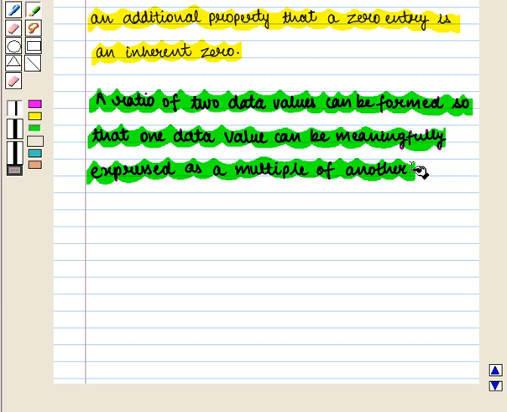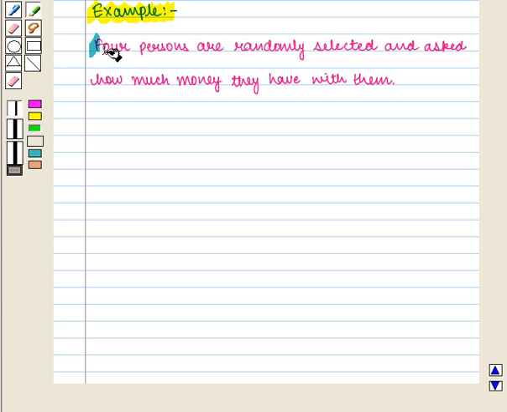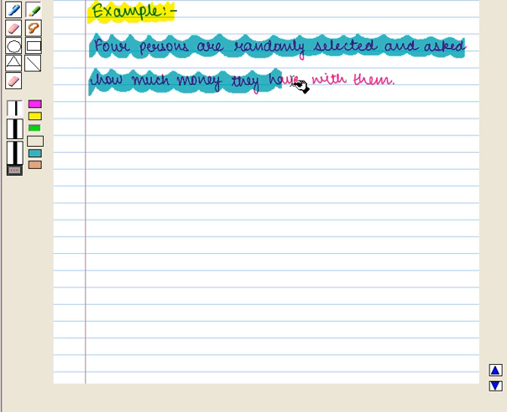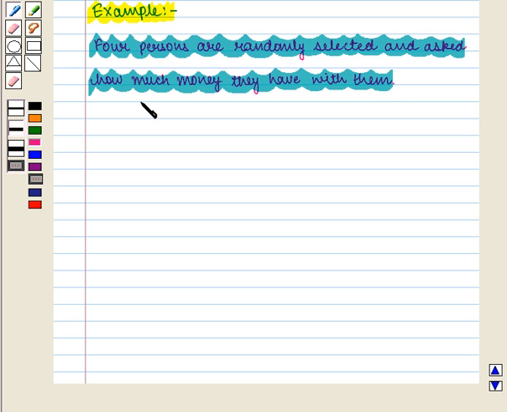For example, four persons are randomly selected and asked how much money they have with them, and here are the results: $20, $50, $63 and $300.